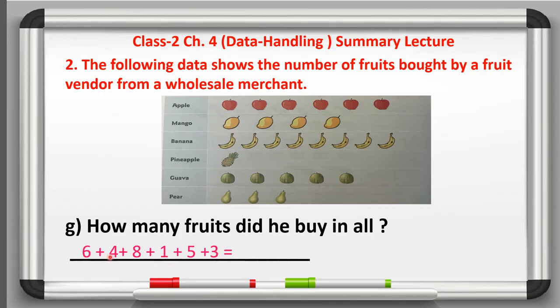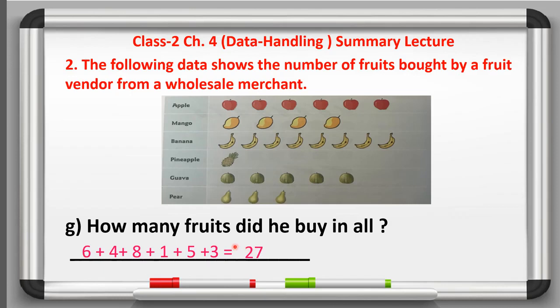So 6 plus 4 that is equal to 10 and 10 plus 8 that is equal to 18. 18 plus 1, 19. 19 plus 5 that is equal to 24. 24 plus 3 that is equal to 27. So there are 27 fruits.